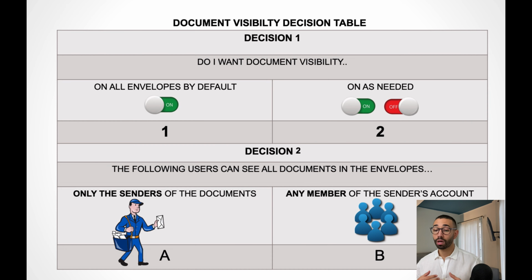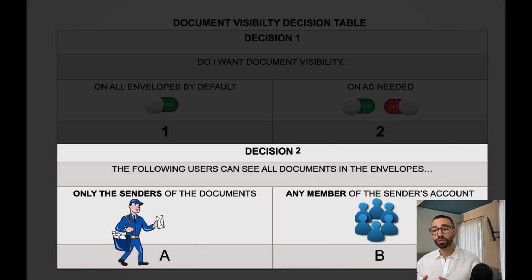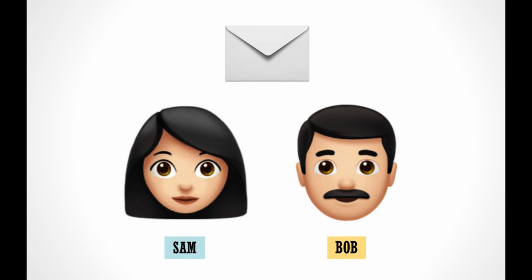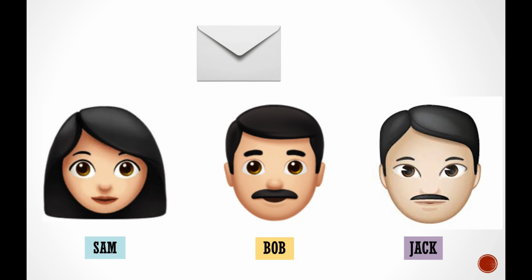Okay, so now you need to decide if you want to make documents visible to all users of your DocuSign account or just the sender. So what does that mean? So for example, let's just say that you're sending an envelope containing multiple documents to your clients, Sam and Bob, right? They're your clients now. And you're also including Jack, a colleague who helped you close the deal, in the envelope.